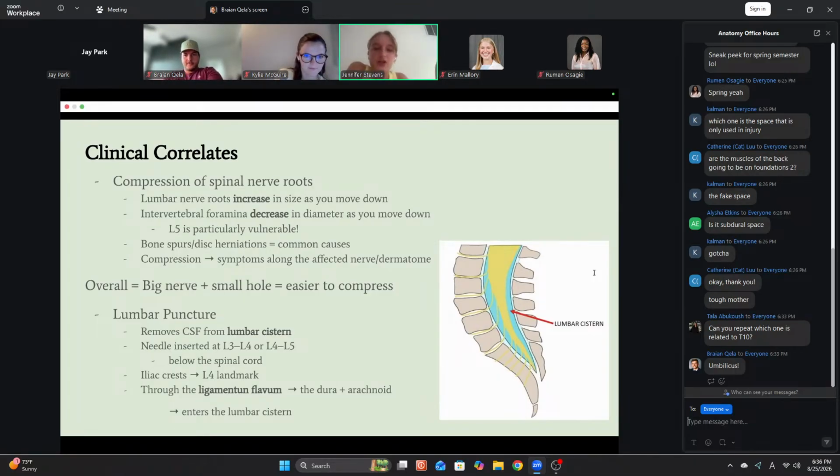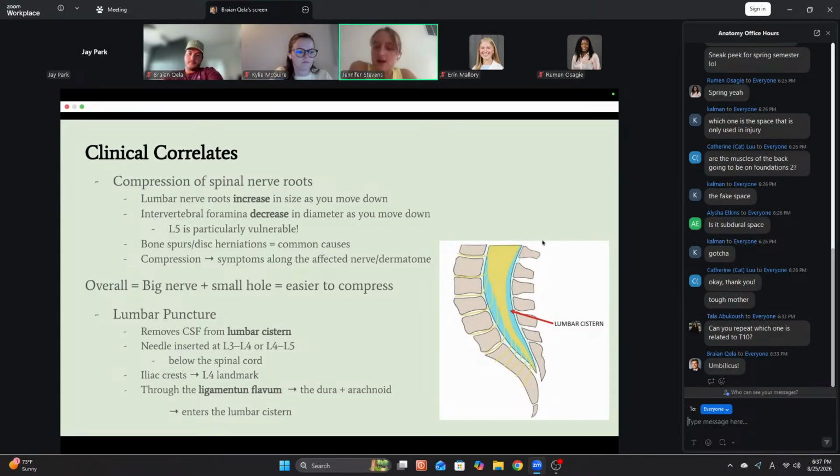When you do get a compression, you'll see it along the dermatomes, which was what Brian talked about, which is why it's really important to get those down. You'll need them the entire year. But they can also affect the motor of your nerves, but particularly for the lower limb, you don't have to worry about the motor and the muscles until MSK2, so you have a little time. Just know that it can have sensory and motor effects when you compress the spine. And then the next one, lumbar puncture.